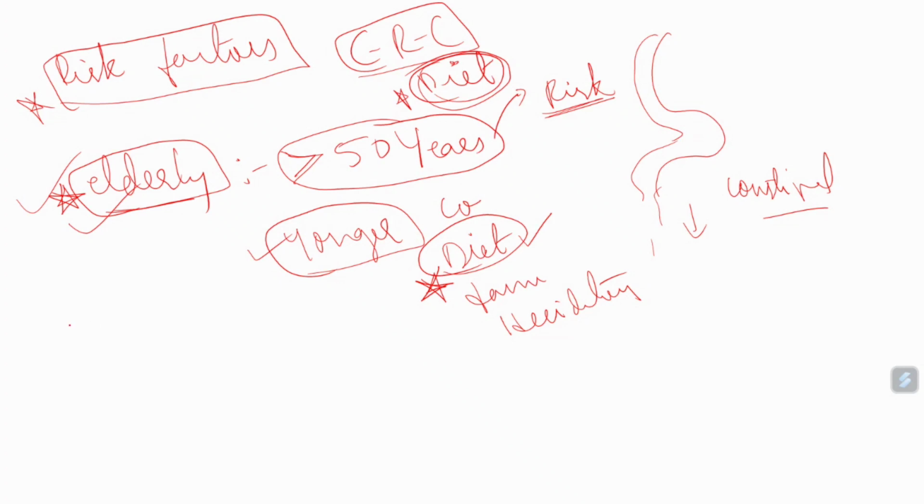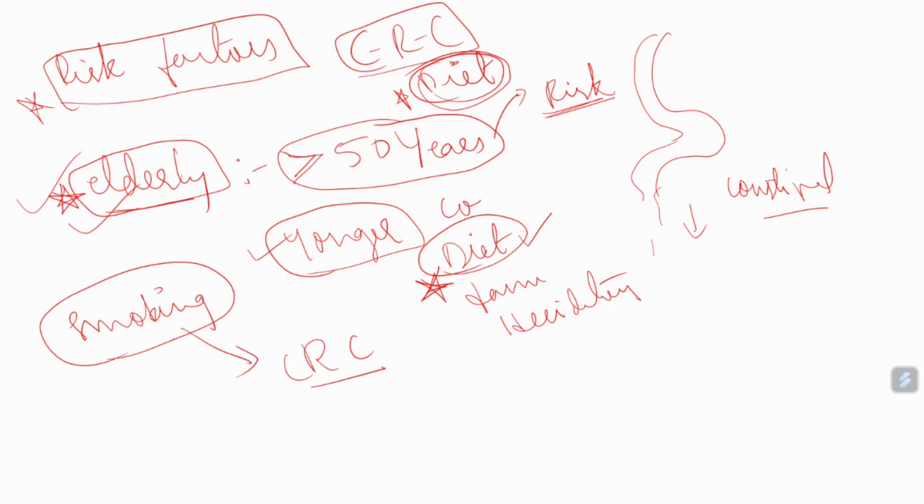And the next important risk factor is smoking. Smoking patients have a high risk of getting colorectal cancer. The exact mechanism is not mentioned anywhere, but patients with colorectal cancer whose history is smoking are affected. So they concluded that smoking can also lead to colorectal cancer. Exact mechanism is not known, but smoking can cause colorectal cancer.